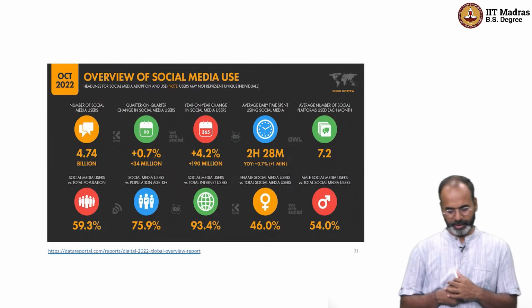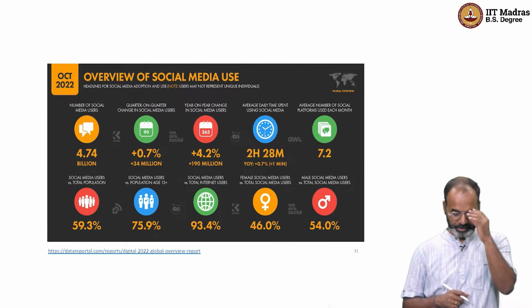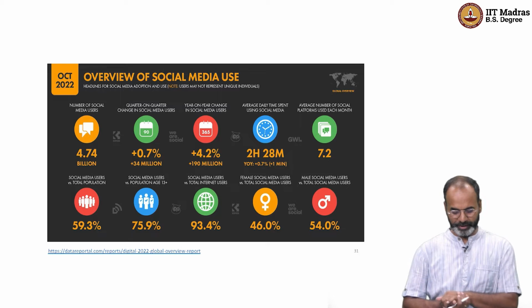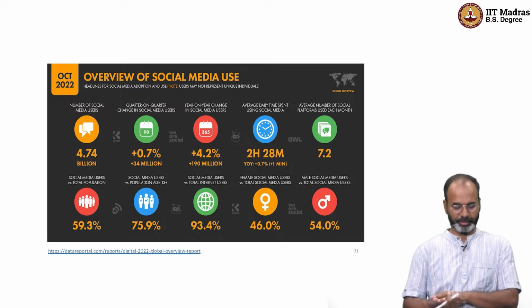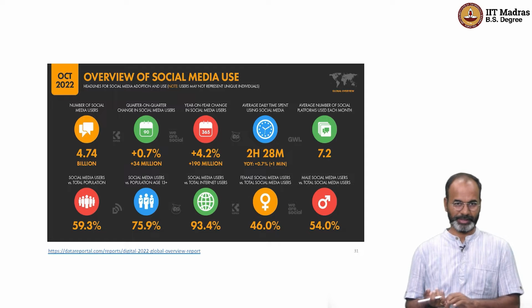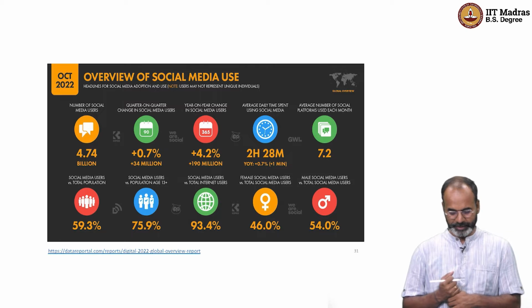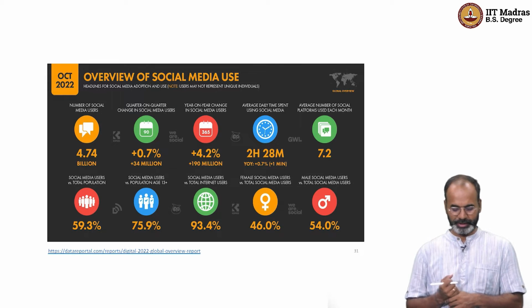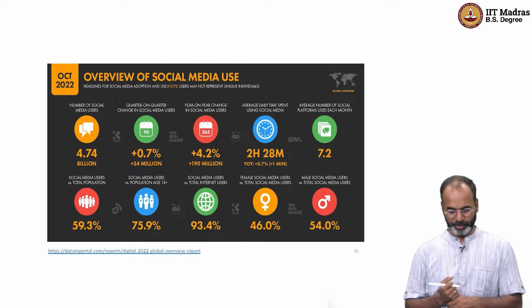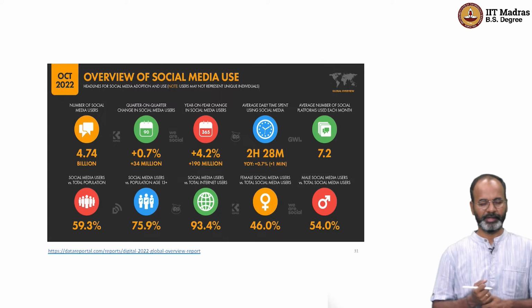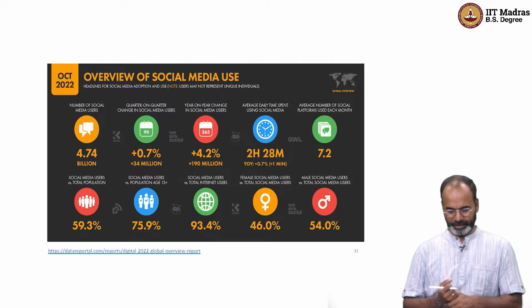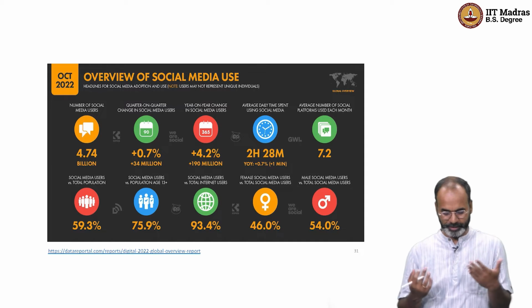All right, so this is an overview of social media use. This is more like relatively what is happening in the world. Number of social media users across the world is 4.74 billion, keeping the context of the number of people who have internet access. Quarter on quarter change in social media users: this is October 2022, so 0.7% increase from the last quarter to this quarter. Again, year on year change in social media users, 4.2 million, 4.2% increase.